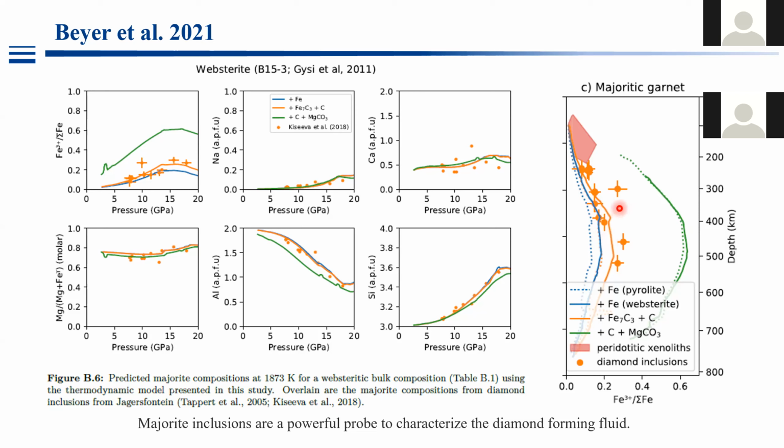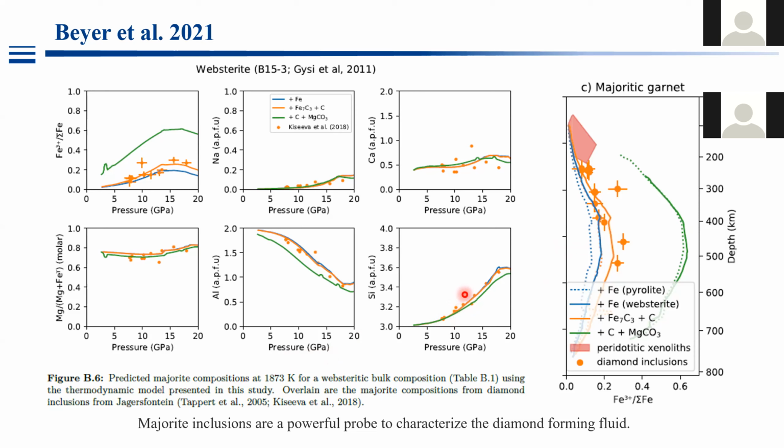However, a couple of the inclusions have higher ferric iron contents, indicating a redox condition intermediate between the carbide and the carbonate saturation, like between the orange line and the green line. So this figure's results suggest that most of the majoritic garnets from this place, Jagersfontein, diamonds grew within the reducing fluid.